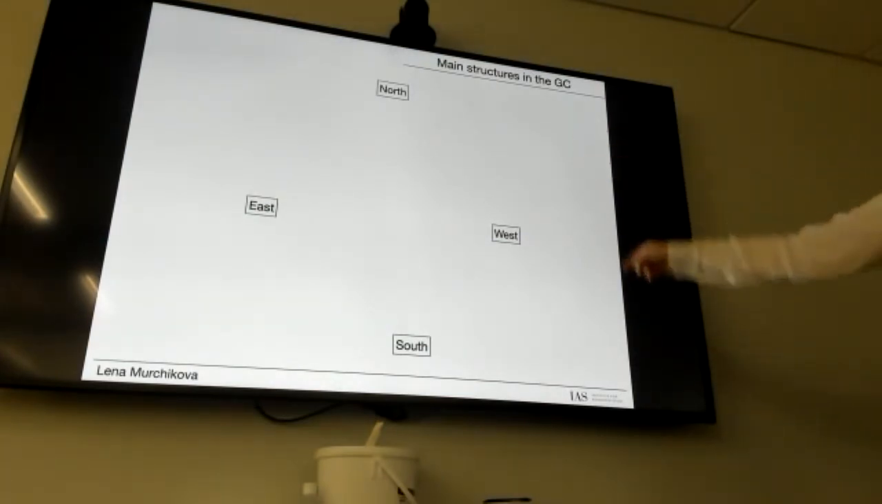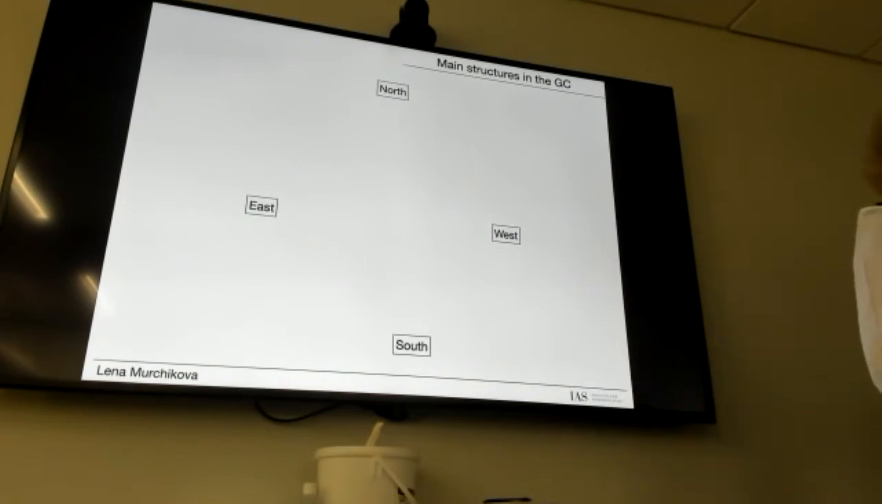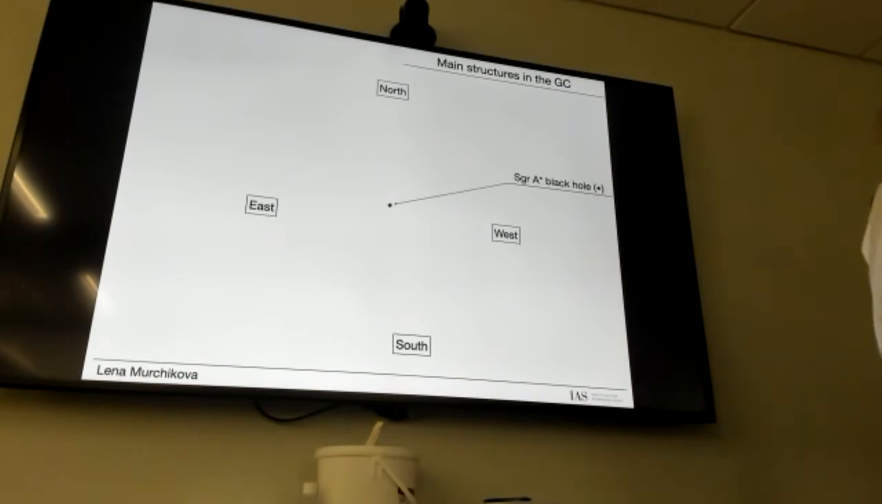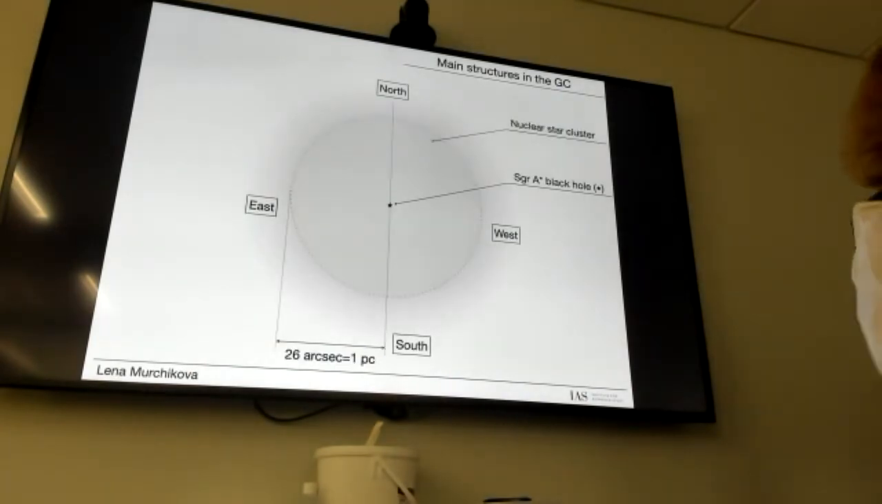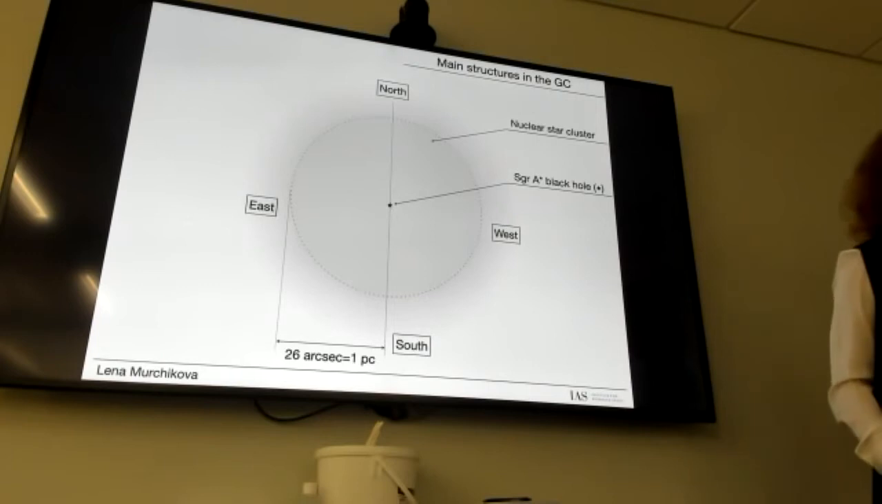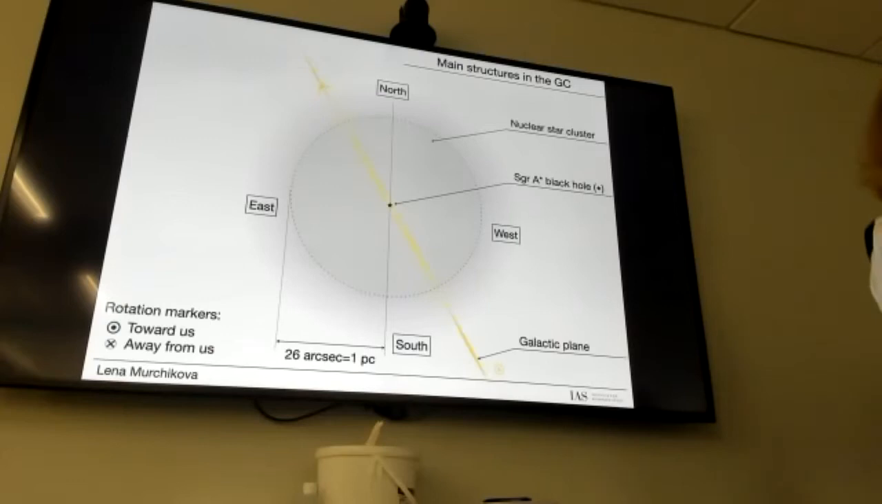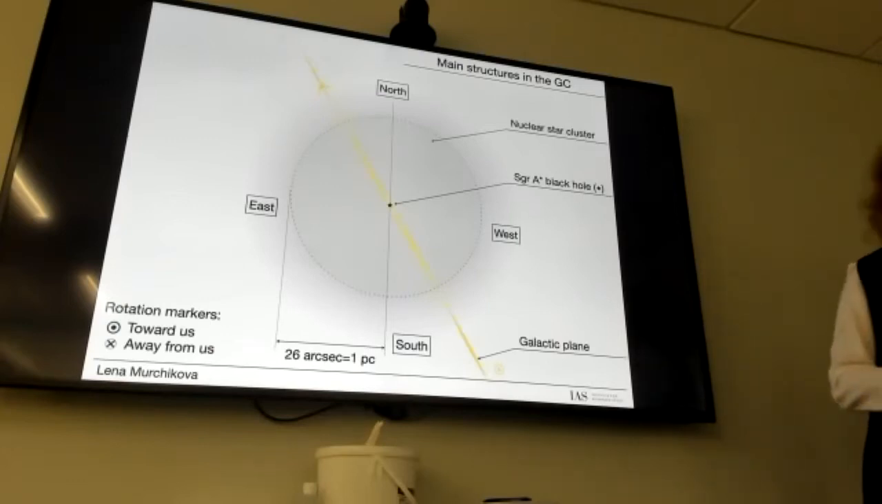Things are switched east and west due to astronomical convention. So the first thing is the black hole itself. The black hole has a mass of 4 × 10⁶ solar masses. It's surrounded within about 1 parsec by a nuclear star cluster of a mass about 10⁶ solar masses. This is the plane of the galaxy. We see the line just because we are in the plane of the galaxy.